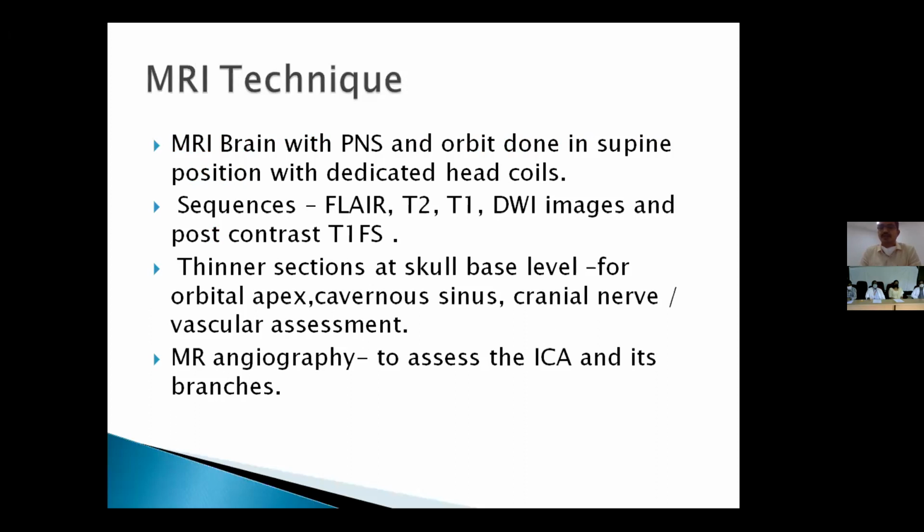And brain sequences include T1, T2, FLAIR, diffusion weighted images, and post-contrast T1 fat sat in 3 planes, axial, coronal, and sagittal. And thinner sections are taken at skull base level for assessing the orbital apex, cavernous sinus, cranial nerves, and vascular assessment. And MR angiography to be done to assess the intracranial internal carotid artery and its branches. To predict angioinvasion, we need to do MR angiography. Also, we can do 3D CISS sequence for identifying perineural spread and cranial nerve infiltration.